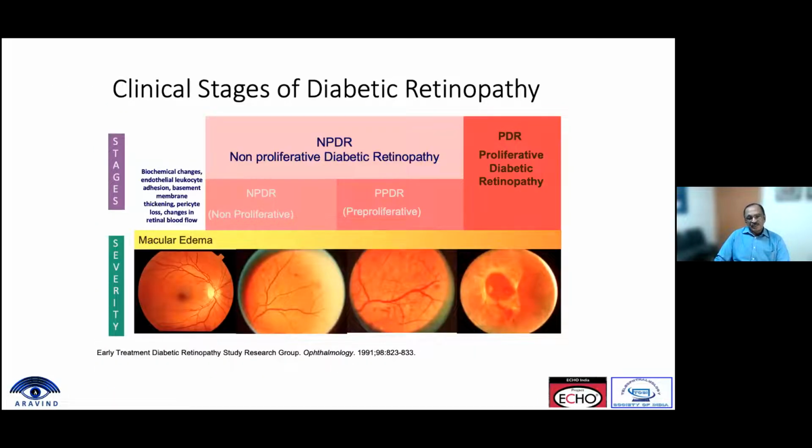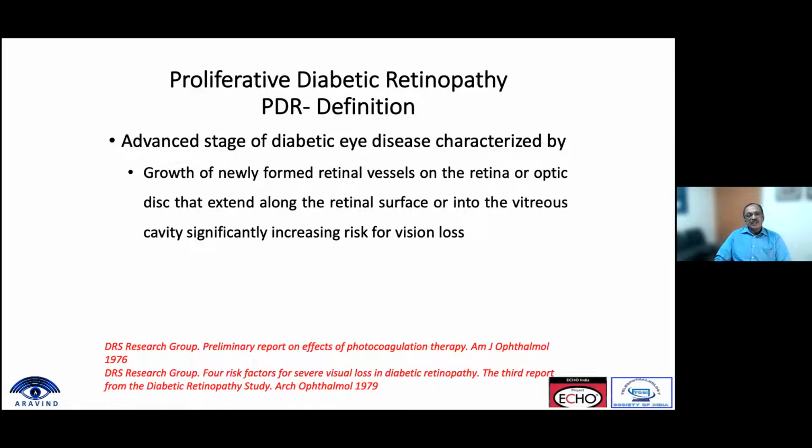What are the different stages of diabetic retinopathy, starting from no diabetic retinopathy? With time, the patients go through a non-proliferative stage and a proliferative stage of diabetic retinopathy, into an end stage where they tend to lose vision. Here our focus is only on proliferative diabetic retinopathy. We've been hearing about the other conditions earlier on.